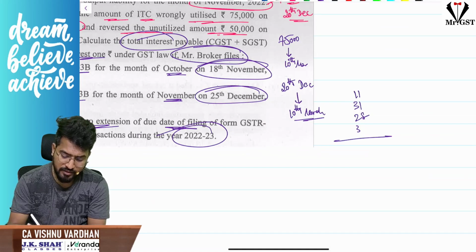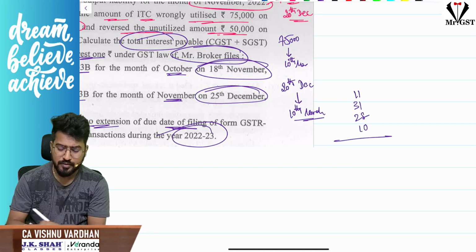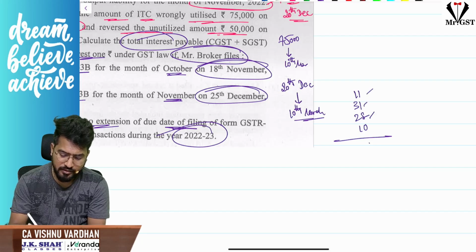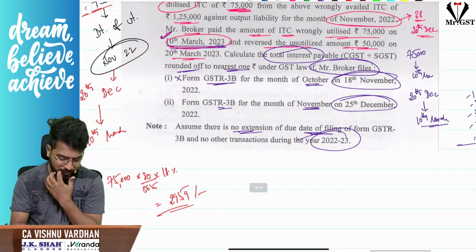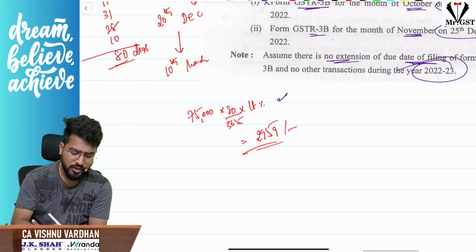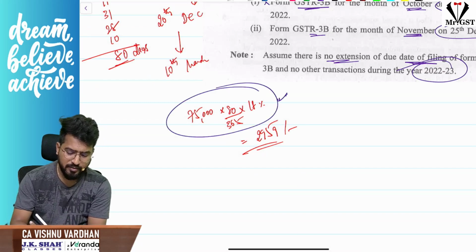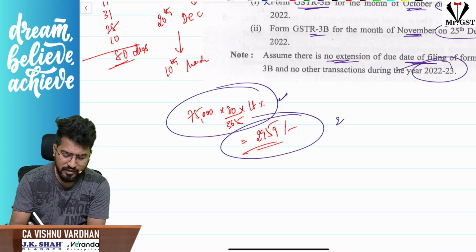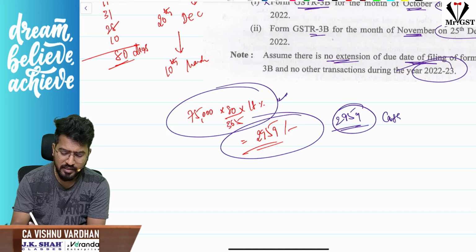Sorry, March 31 days will not come. March only 10 days will come. Okay, 8, 9, 10, 0, 1, 2, 5, 7, 8. 80 days we should calculate interest. Yes, if you calculate interest for 80 days, 75,000 into 80 divided by 365 into 18%, you will get 2959 as interest amount. This should be paid only in cash.